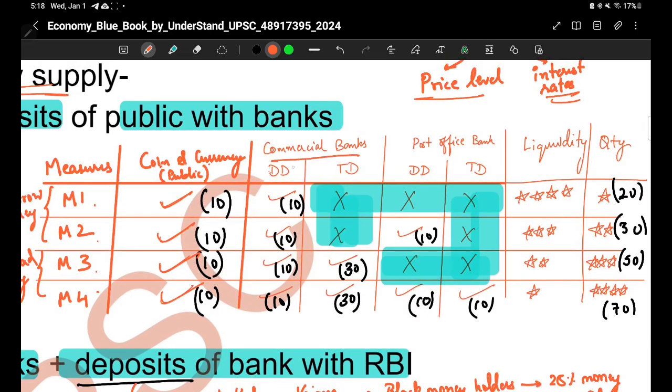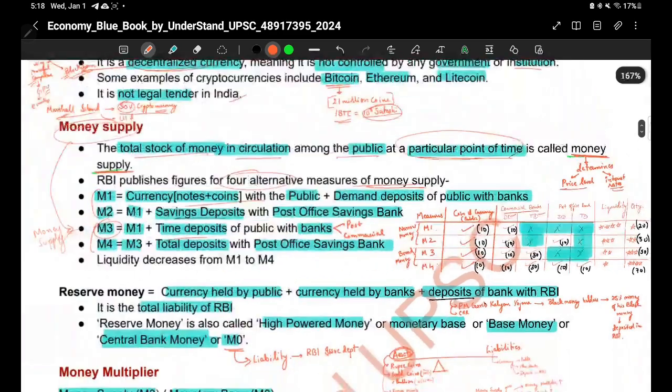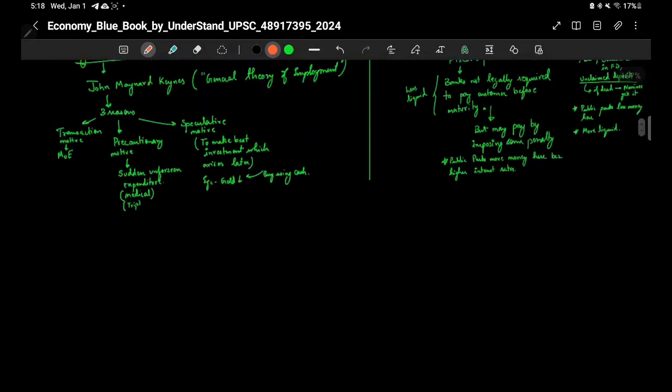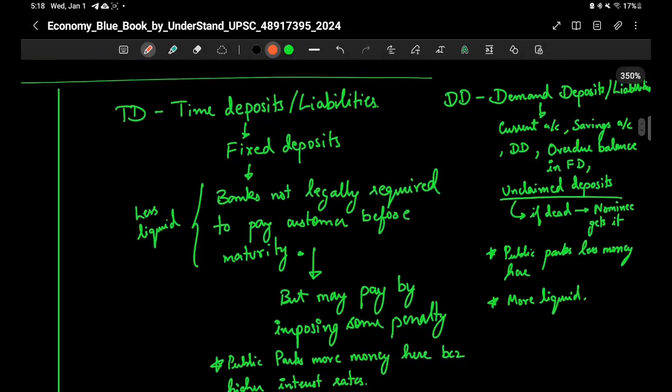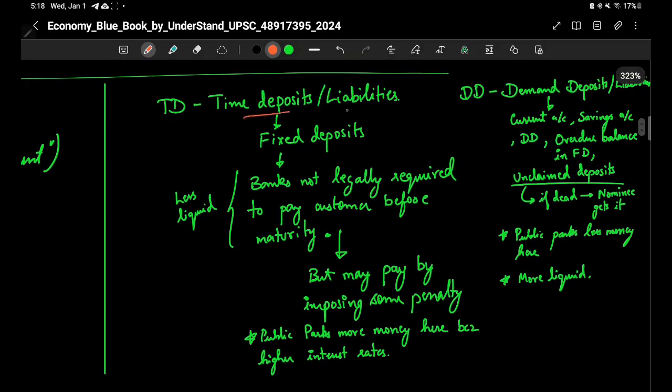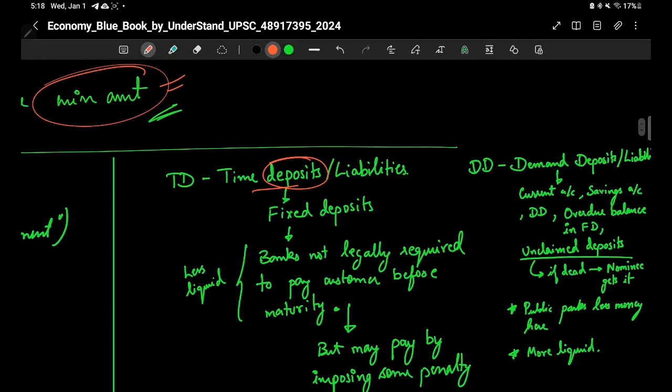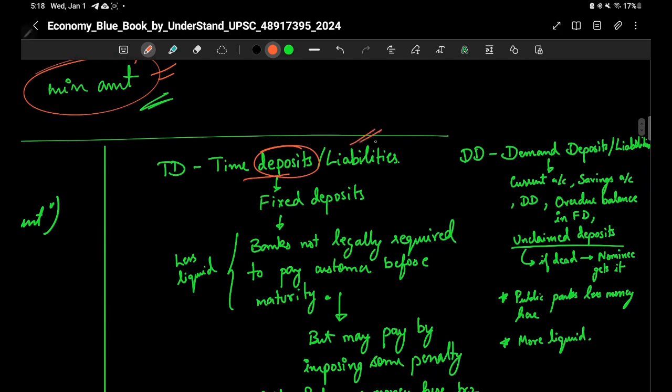Commercial banks have 2 types of accounts: demand deposits and time deposits. What is the difference between demand deposit and time deposit? I'll tell you that. When you say deposit, it is the liability of the bank. That means banks are obligated to give you back that money. It is not their money, so it is a liability for the bank. So either time deposit, or you can say time liability.